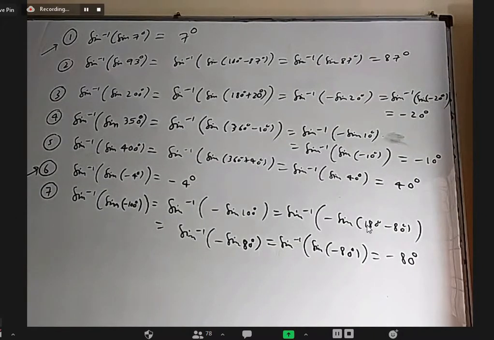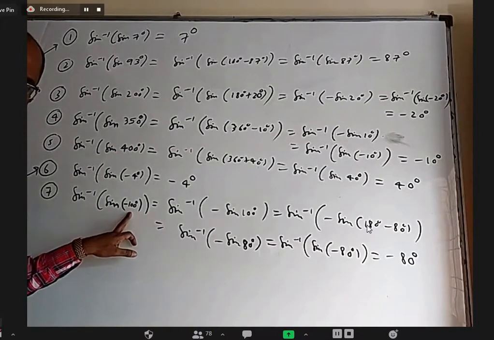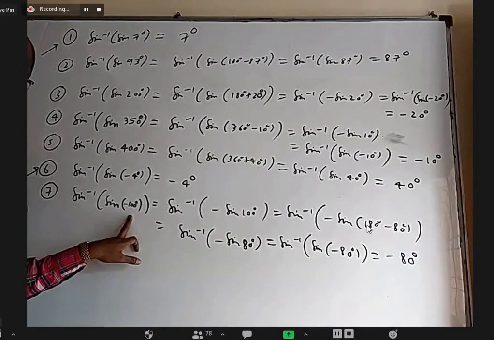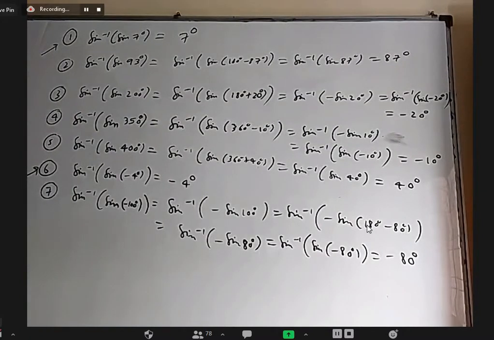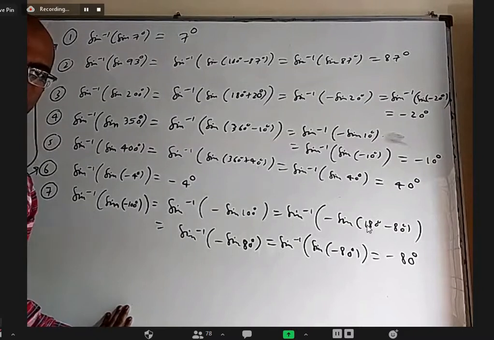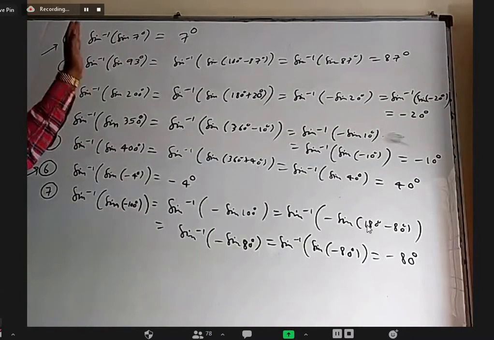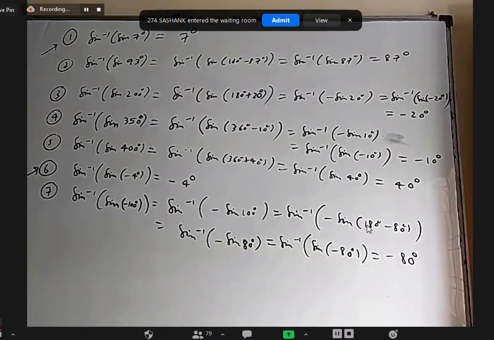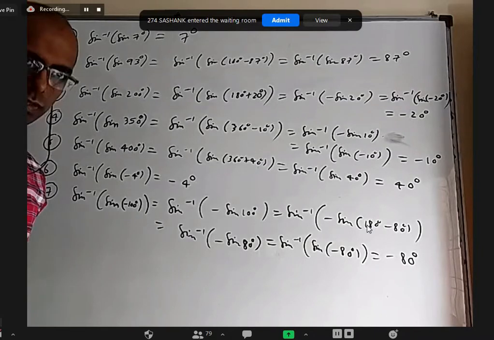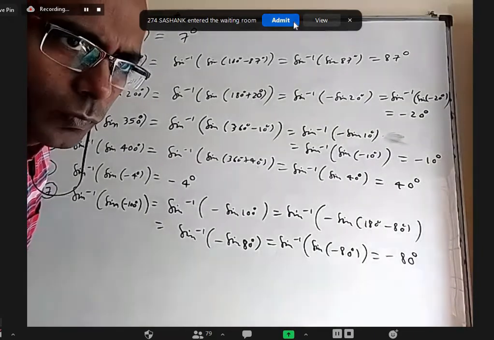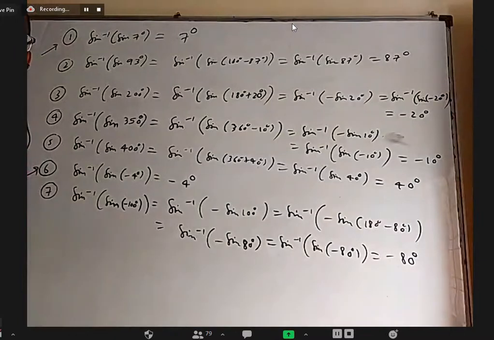Sir, last question, read out the number, sir. Sine inverse sine minus 100 degrees. Okay, sir. Okay, those who completed, the next 7 questions I am going to give, all are same questions, but cos inverse cos. Same order. Cos inverse cos. Sir, same values? Same values. Yes, sir.